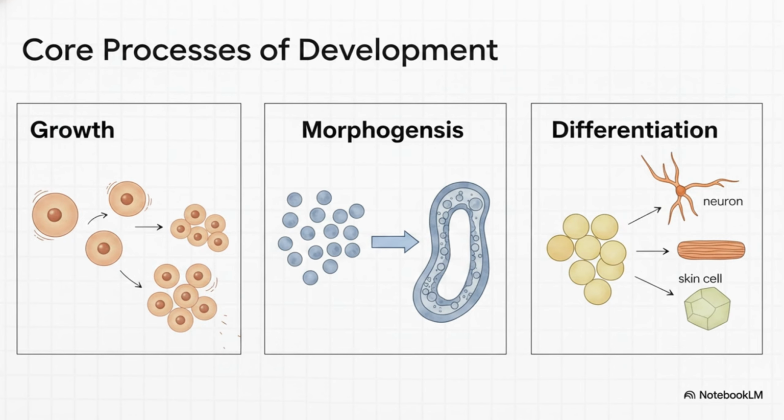First, you've got growth. That's just a rapid increase in the number of cells. Then there's morphogenesis, which is the really cool part where these cells start organizing into a coherent shape and structure. And finally, differentiation, where the cells start to get their jobs, becoming specialized for specific functions. These 3 things are the engine driving everything we're about to see.